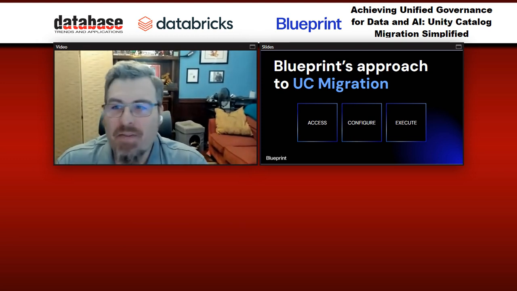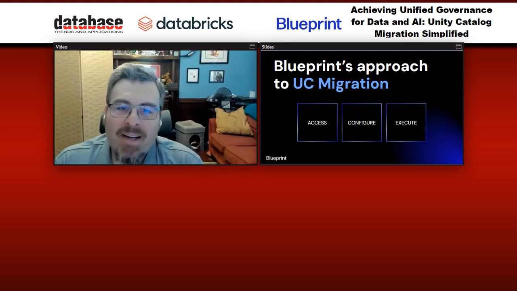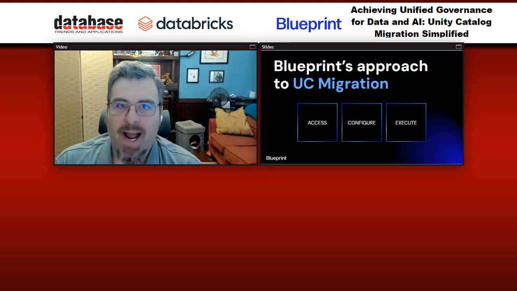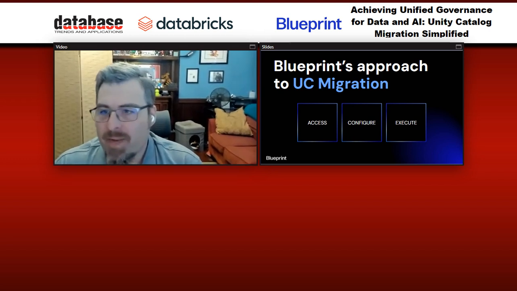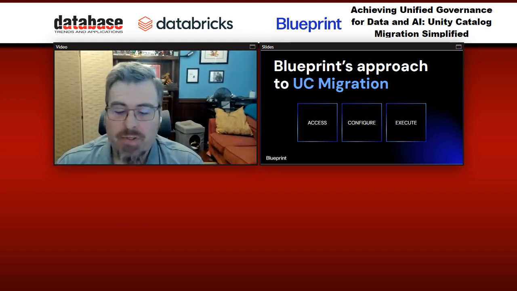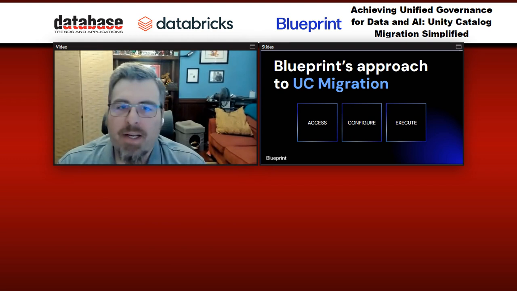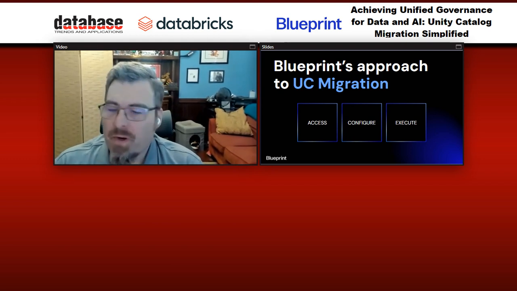So it's going to look really simple, but it's just a 3-step process. We go in there first into your environment and we run an assessment. We want to look at what you have in your Hive Metastore. We want to look at your notebooks, your SQL queries, your dashboards. We want to look at your clusters, pipelines. We want to look at models, experiments that you're running.